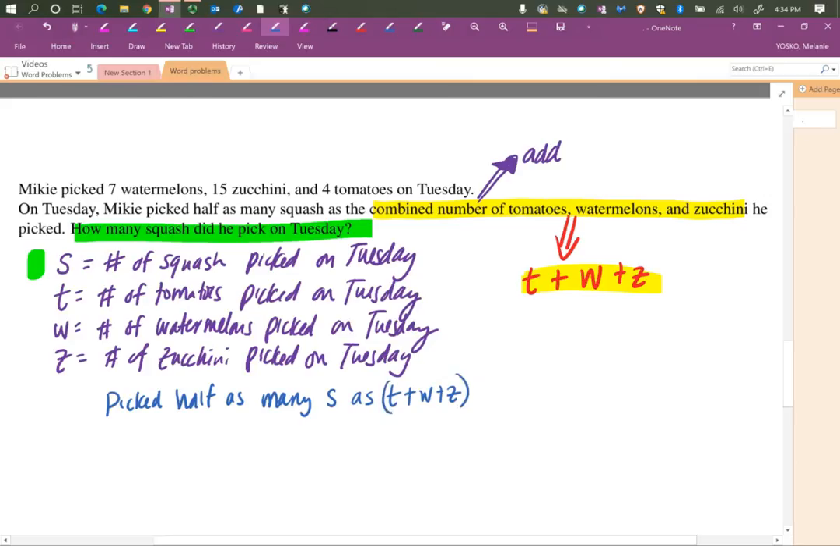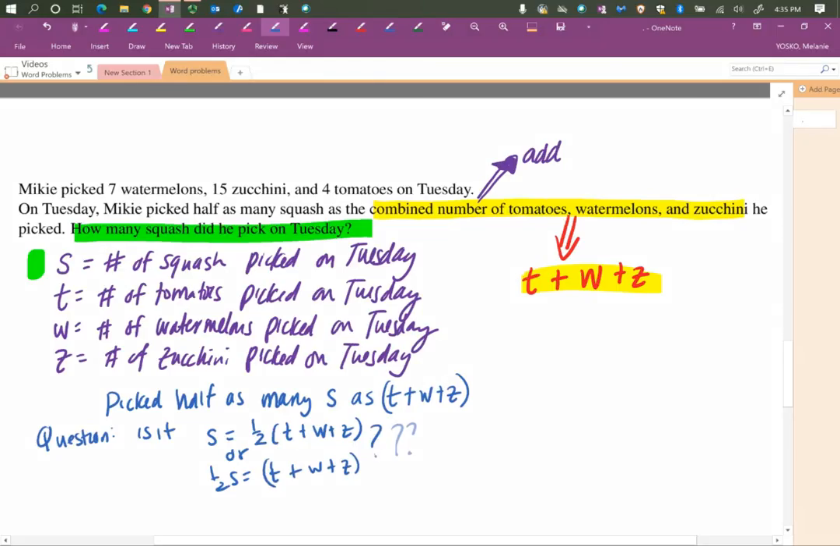And a lot of students are going to do this backwards. So here's the question. Is it S equals 1/2 times T plus W plus Z? Or is it 1/2 S equals T plus W plus Z? Okay, a lot of students are going to read this one backwards.